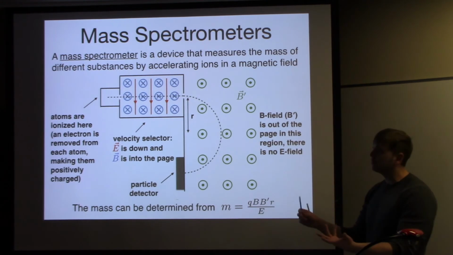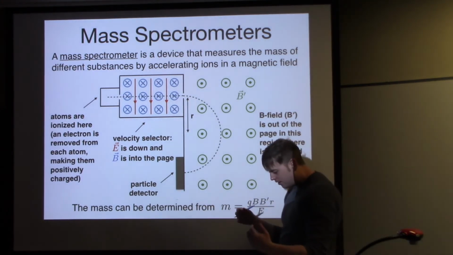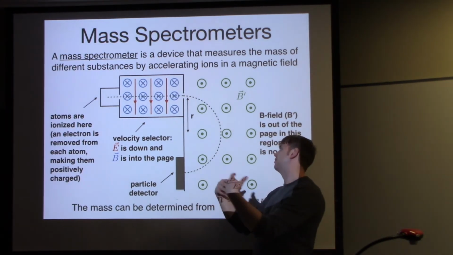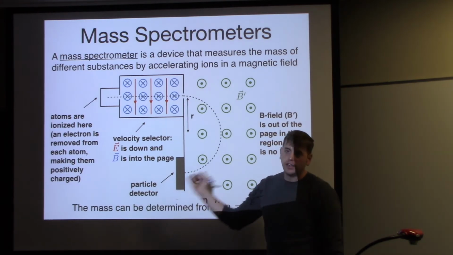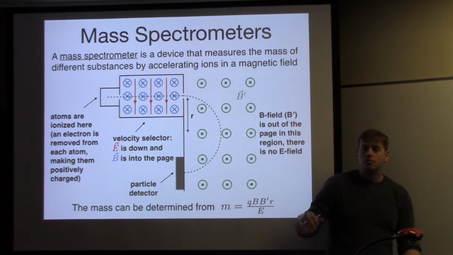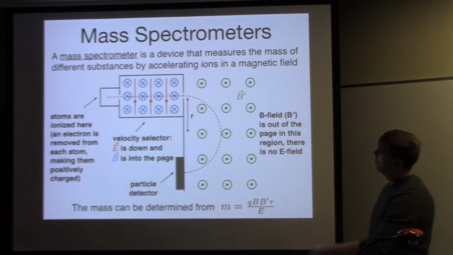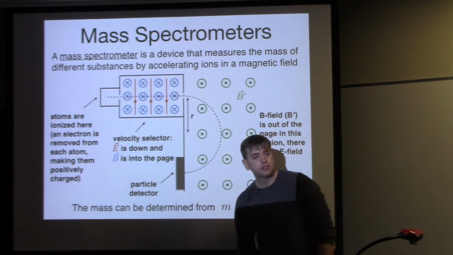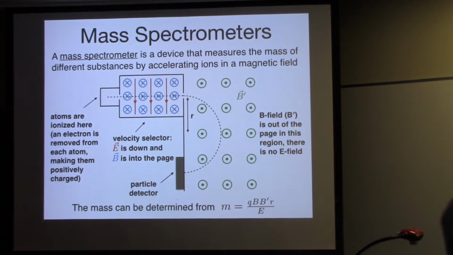It's kind of a complicated process. You have to send it through a velocity selector, you have to send it through a magnetic field, then it has to hit this particle detector. But my claim is, when it's all said and done, you can measure the mass. And let me show you how that works.